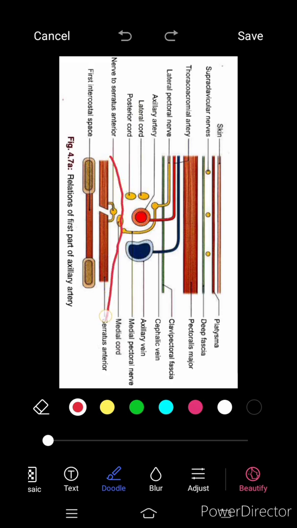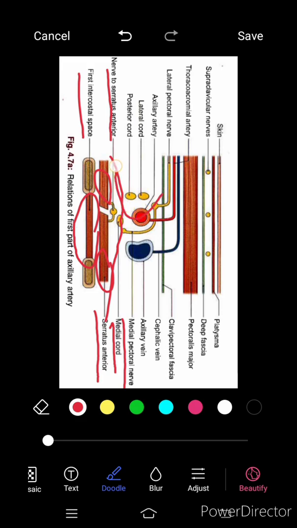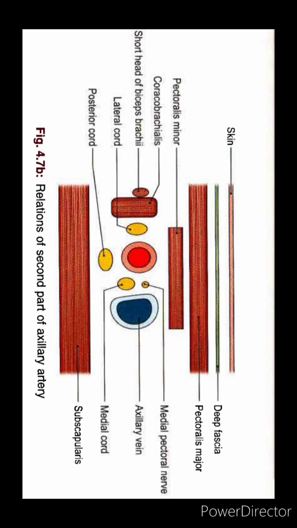Now from the posterior aspect, these are the first intercostal space with external intercostal muscle, and here is the first and second digitation of the serratus anterior with the nerve to serratus anterior, and the medial cord of brachial plexus with its medial pectoral nerve. And now let us see from the lateral aspect. So here is the lateral and posterior cord of the brachial plexus, and from the medial aspect there is only the presence of the axillary vein.